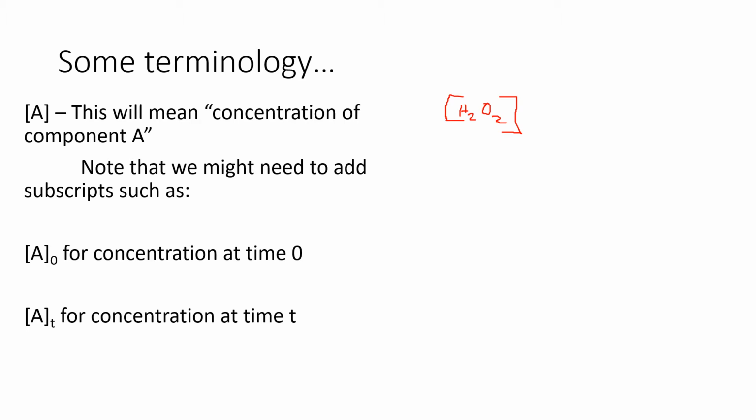And then similarly, I might use subscripts to say, okay, that might mean concentration at time 0, and this then would be the concentration at some time t. And of course, that implies that we're going to look at this as concentration as a function of time, and that goes to that plot I started the presentation with, that we would plot concentration as a dependent variable on the independent time axis.